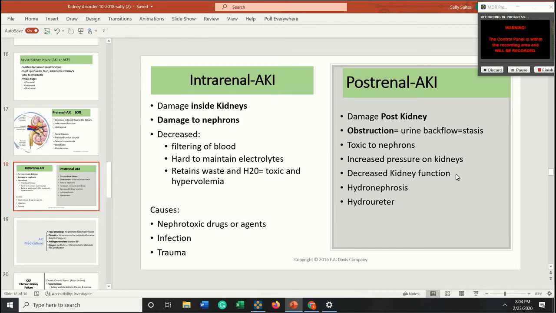So postrenal can be considered like obstruction. So the kidney stones and so on, that would be an obstruction. And it causes a backup of urine into the kidneys. All of these cause toxicity, possible hypertension, backflow stasis, which could introduce bacteria in the urine and cause an infection.